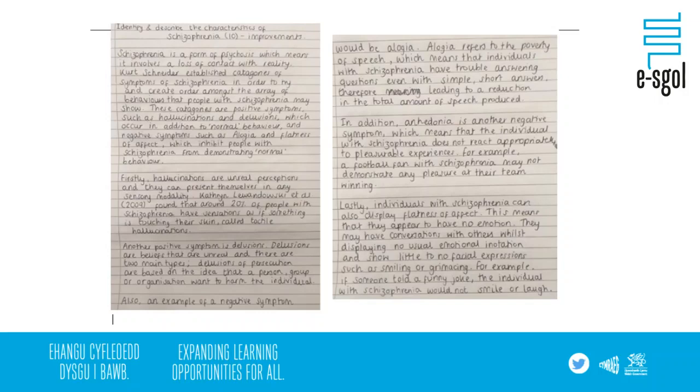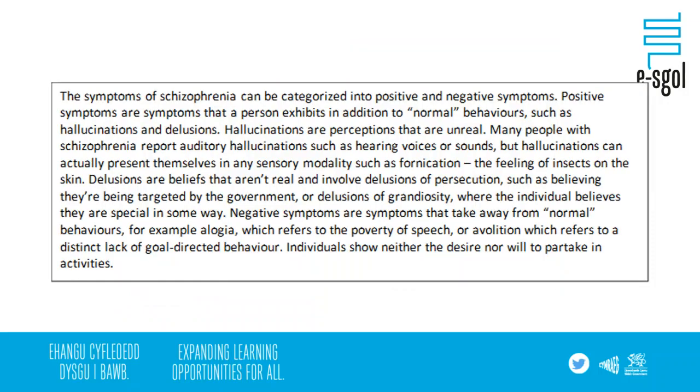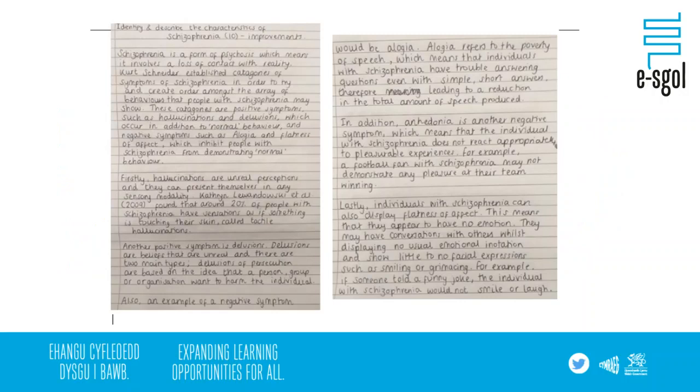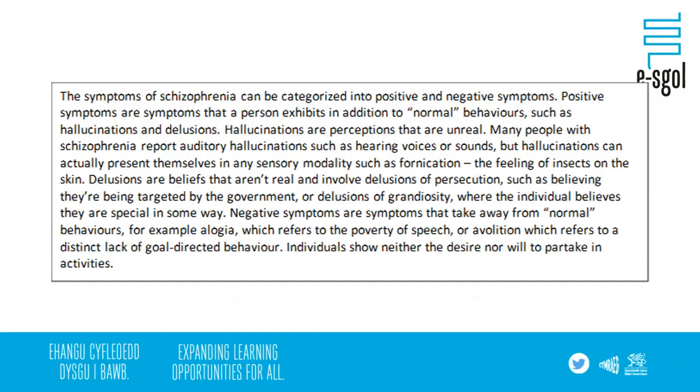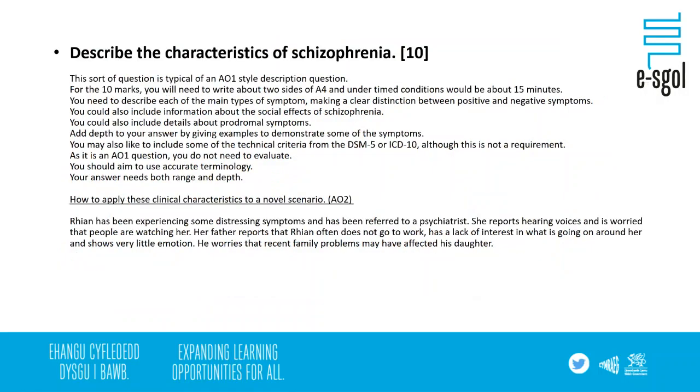I know we don't want to just look at the amount that somebody's written, but you can also see that there is a lot more depth written down here. Okay, so that's your first one, describing the characteristics of schizophrenia.